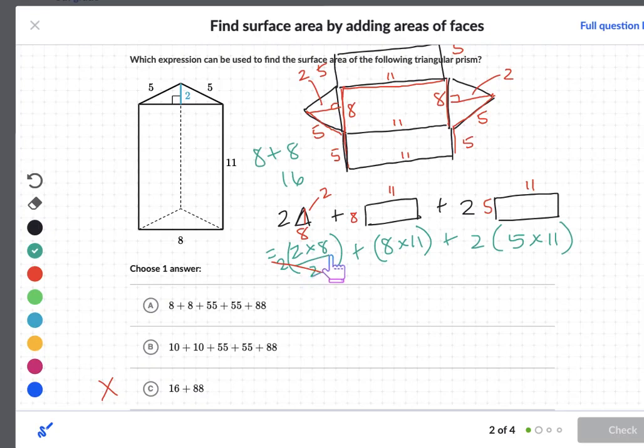Okay. This is 8 times 11, which is 88. And then this is 5 times 11, which is 55. So each of these is 55.